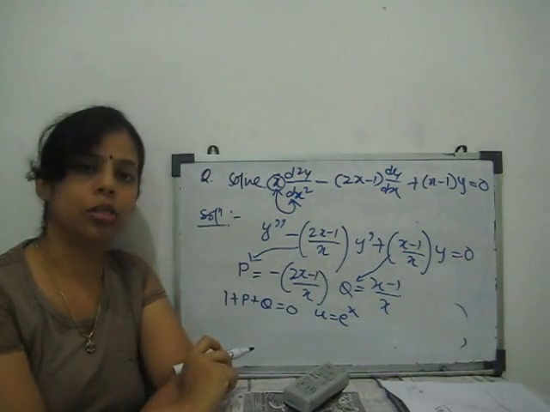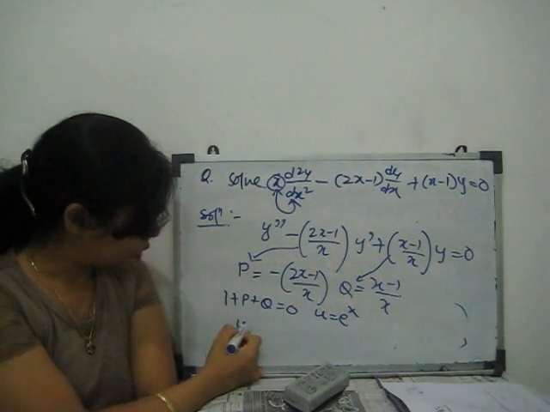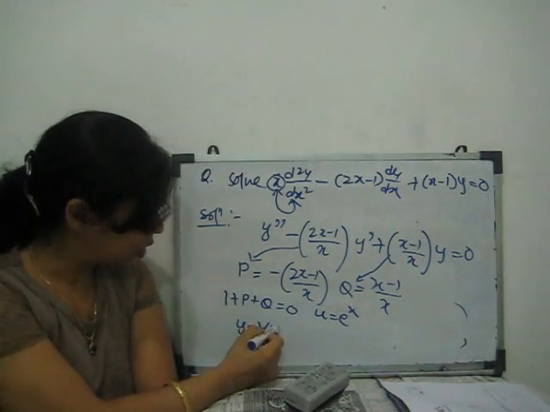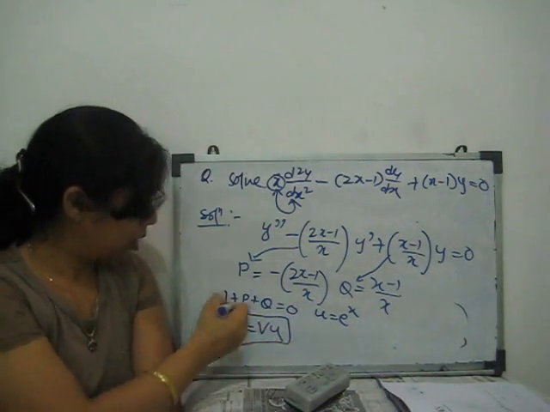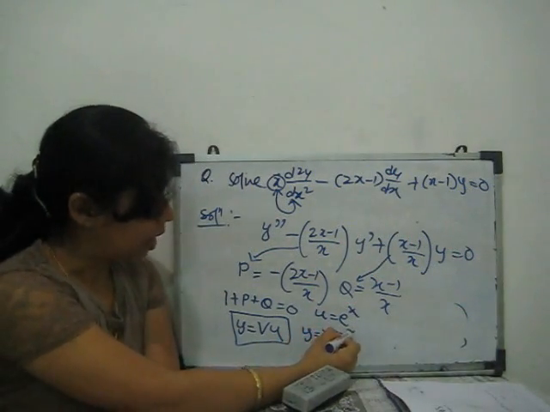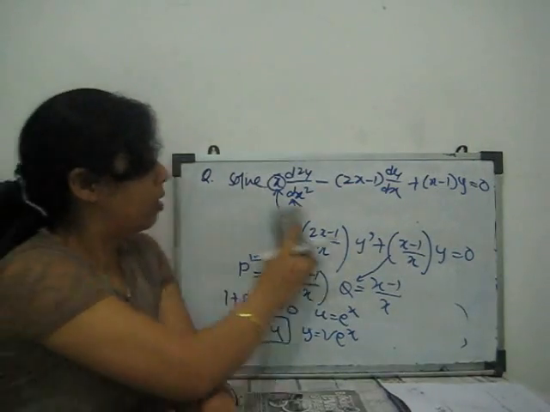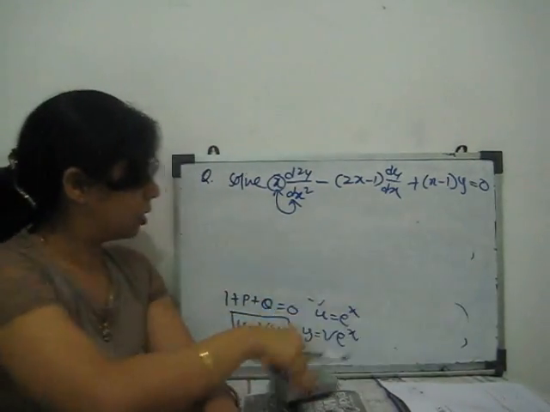If u is this, then we can say our complete solution is y equal to vu. Clear? vu, so v e to the power x. If y is equal to v e to the power x, then we have to find out each and every term.